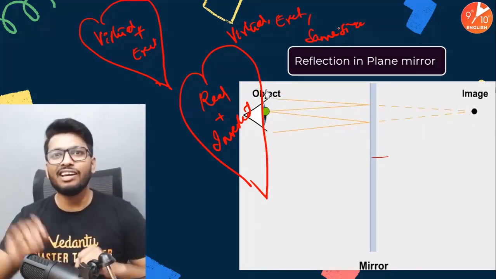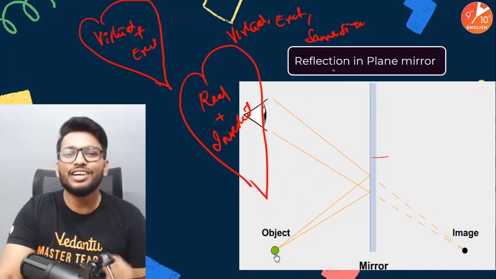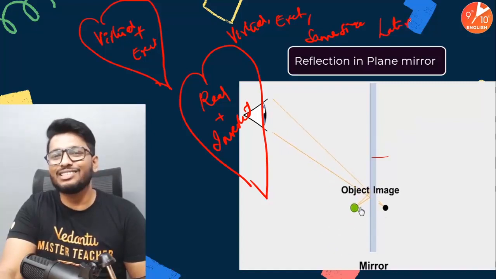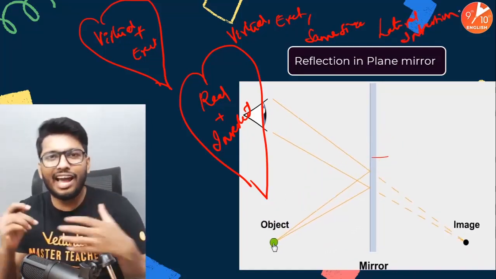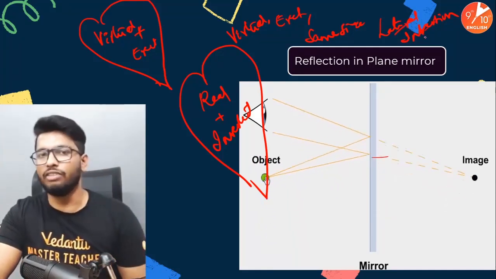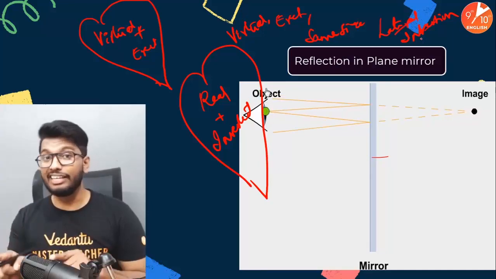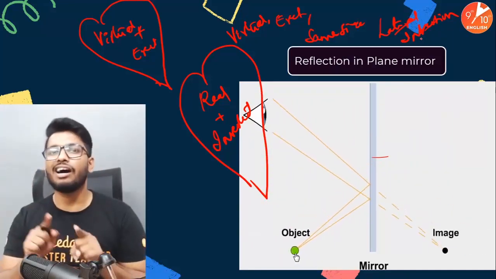When you raise up your left hand, it looks as though you're raising up your right hand, right? So this is called lateral inversion. That is another property in the case of plane mirrors. In fact, guys, if you want to add extra information, all virtual images are laterally inverted as well. Real images are not laterally inverted, but virtual images are laterally inverted.